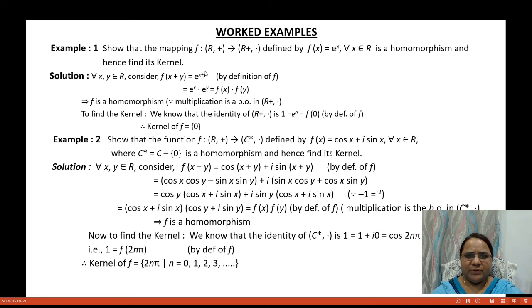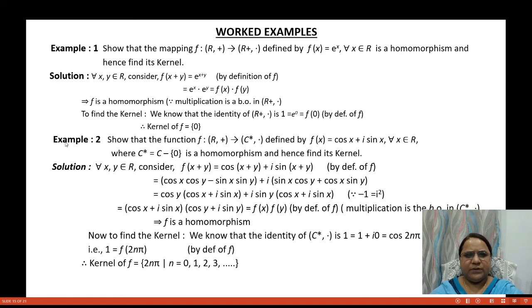By using the properties of exponents, we can write this as e raised to x dot e raised to y, which is equal to f of x dot f of y. F is a homomorphism because multiplication is a binary operation in R plus. To find the kernel, we know that the identity of R plus dot is 1. So e raised to 0 is 1 here, which is equal to f of 0. So kernel of f is equal to 0.